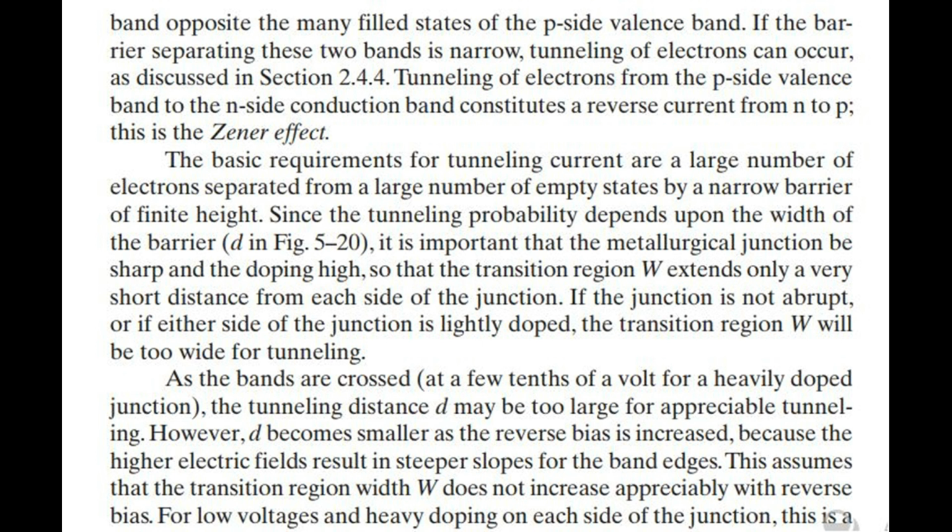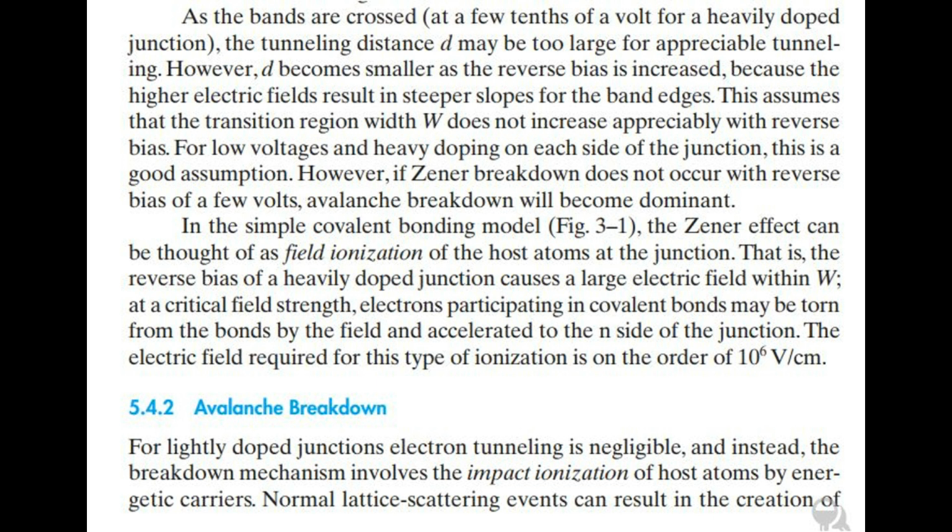However, D becomes smaller as the reverse bias is increased, because the higher electric fields result in steeper slopes for the band edges. This assumes that the transition region width W does not increase appreciably with reverse bias. For low voltages and heavy doping on each side of the junction, this is a good assumption. However, if Zener breakdown does not occur with reverse bias of a few volts, avalanche breakdown will become dominant.